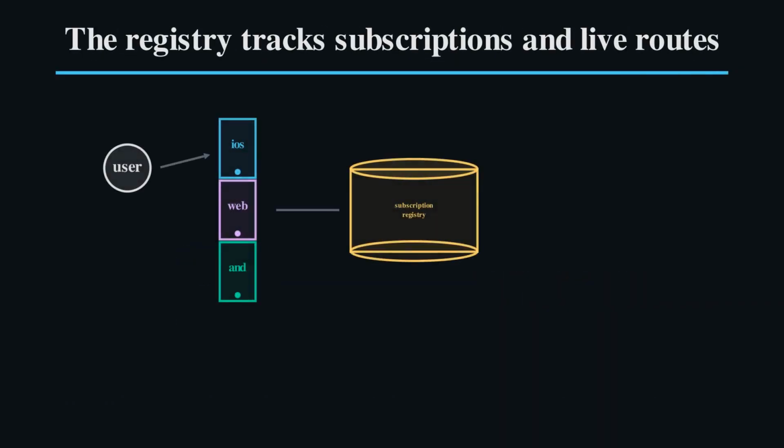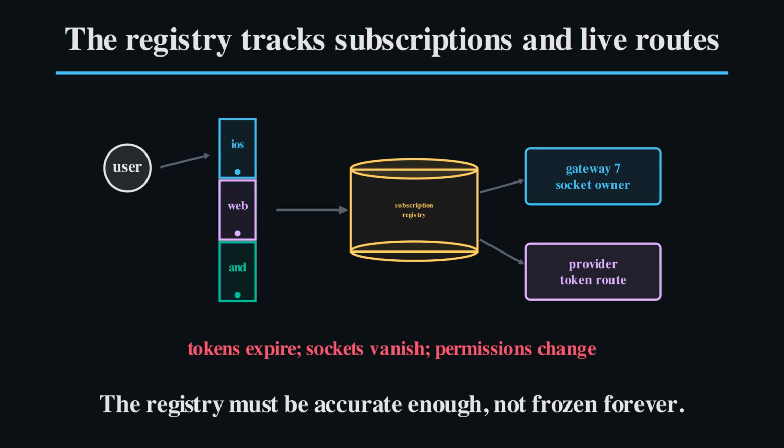Everything starts with subscription state. A device or browser registers a token or push endpoint. A connected client registers a live socket. The server stores the mapping from user to device, topic to subscriber, and connection ID to gateway node. This registry must tolerate churn, because devices reinstall apps, browsers revoke permissions, and sockets disappear without saying goodbye. Treat every token and connection as a lease, not a permanent fact.